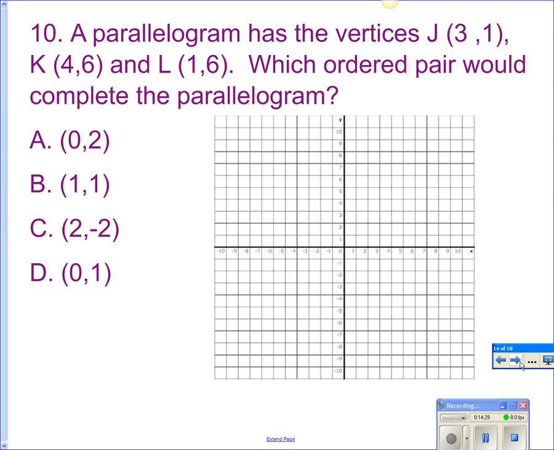All right, number 10, a parallelogram has the vertices J (3, 1), K (4, 6), and L (1, 6). Which ordered pair would complete the parallelogram? Okay, so I'll go ahead and give you a second to get your graph paper ready.